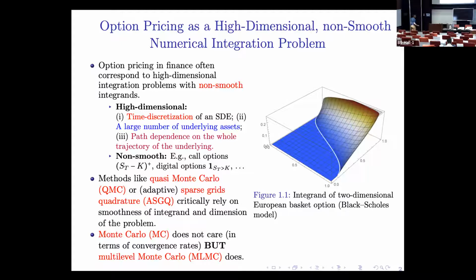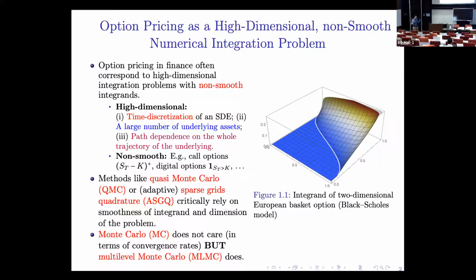As some of you may know, option pricing problems are high-dimensional, non-smooth numerical integration or expectation problems. The high dimensionality basically comes from three sources: either from the time discretization of a certain SDE that describes the dynamics of the underlying, or because you are considering multi-asset options with a large number of underlying assets, or because your payoff depends on the path, the whole trajectory of the underlying. For instance, you can consider the Asian type options. Also, usually the payoffs that are considered in option pricing are non-smooth. For instance, you can think about the example of calls or digital options.